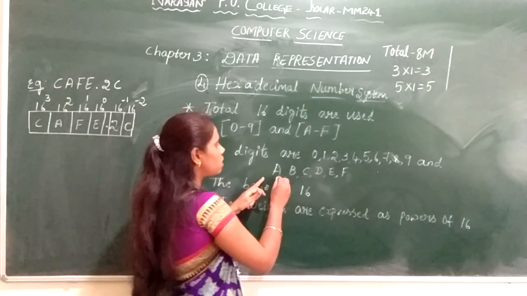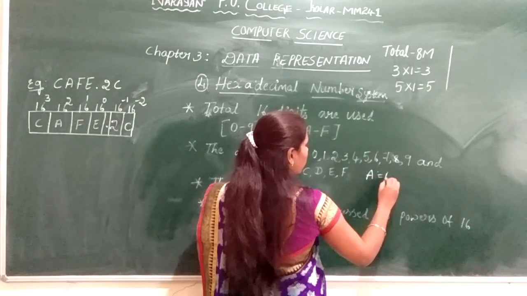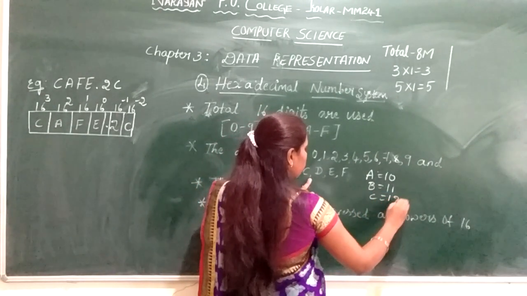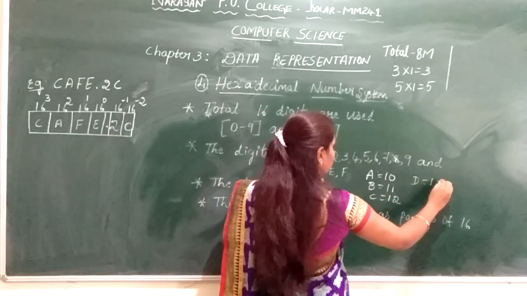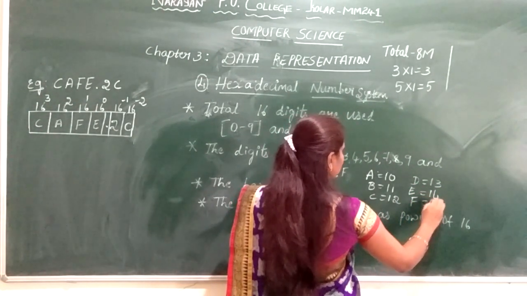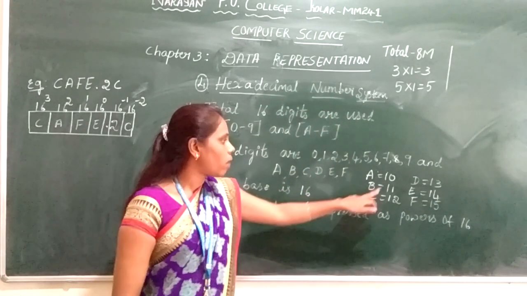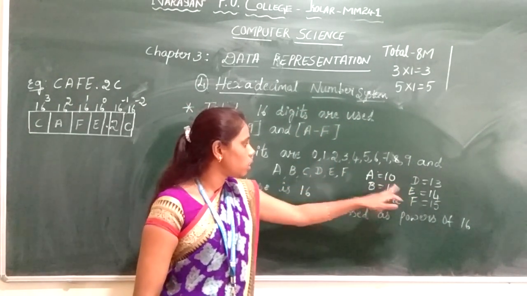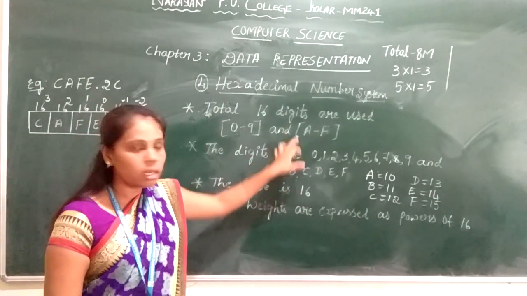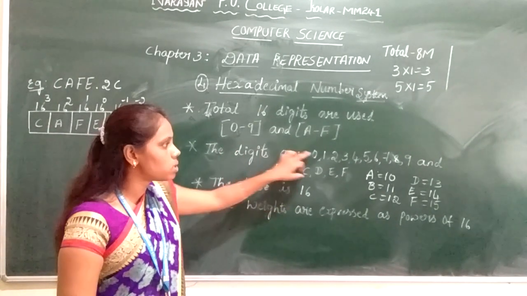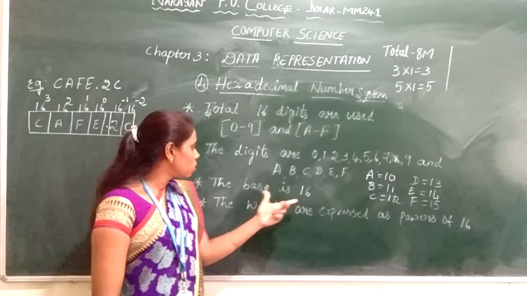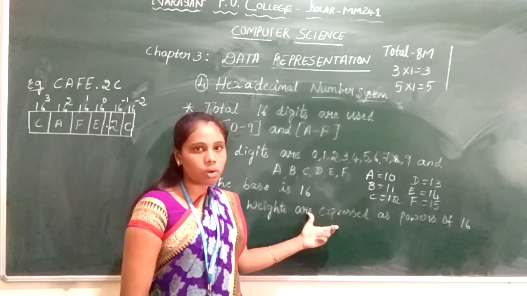See, A represents the value 10, B represents 11, C represents 12, D represents 13, E represents 14, F represents 15. That is, the digits are from 0 to 9 and A to F. Hence, since we are using total 16 digits in hexadecimal number system, the base is 16. So, the weights are expressed as the powers of 16.